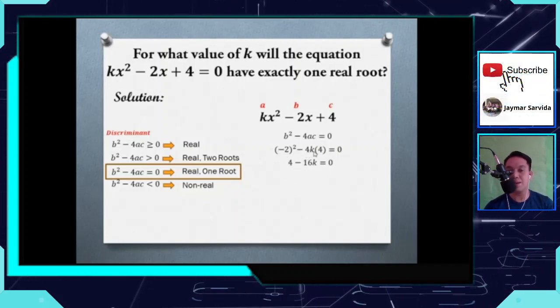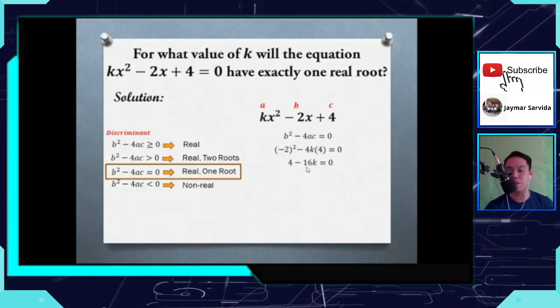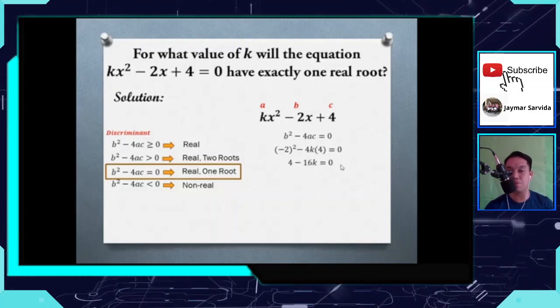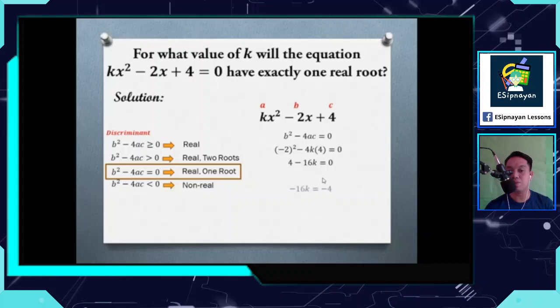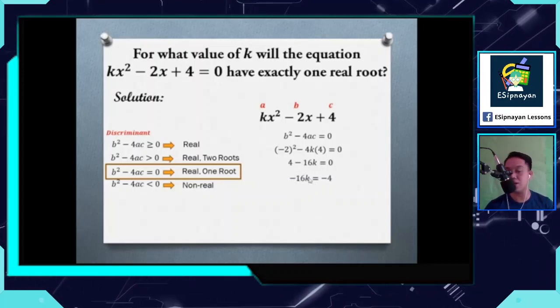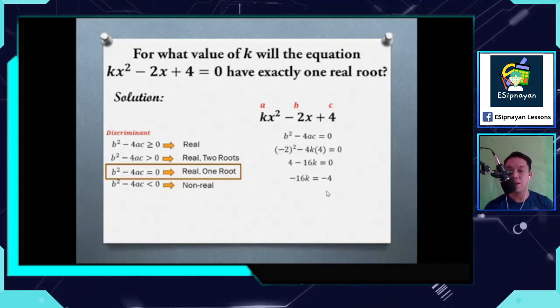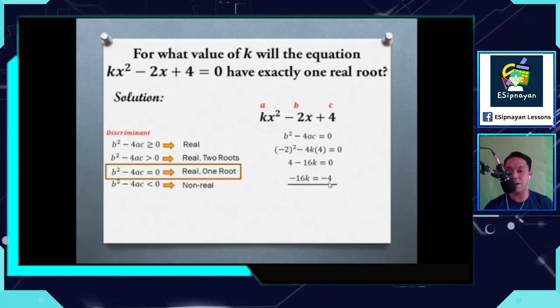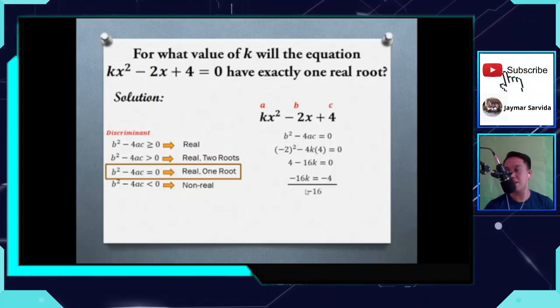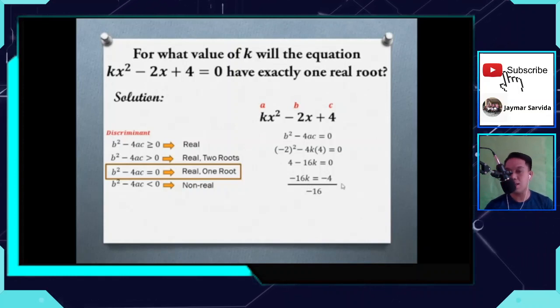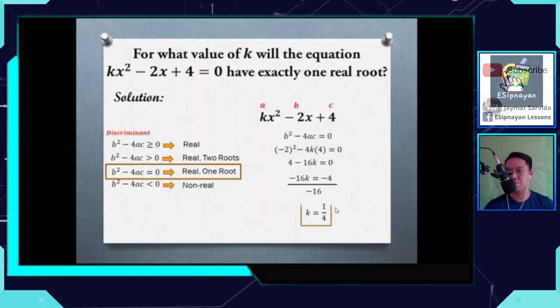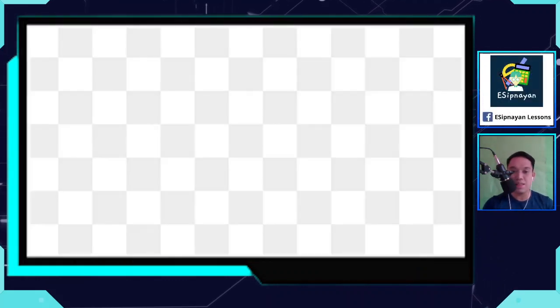So applying the addition property of equality by adding negative 4 on both sides, that will become negative 16k equals negative 4. Divide both sides by negative 16, and that will become k is equal, the value of k is equal to 1/4. Okay, so let's have another problem.